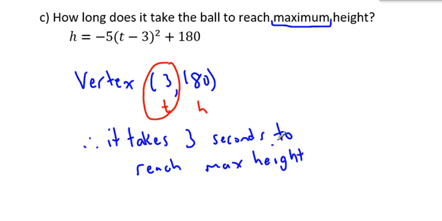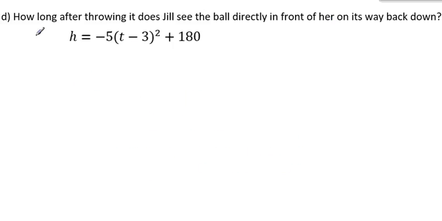Okay. So obviously those two questions are related, and usually, if you know one, you know the other. Just keep track of which one's the x and which one's the y. In this case, the time and the height. Next. How long after throwing it does Jill see the ball directly in front of her on its way back down?